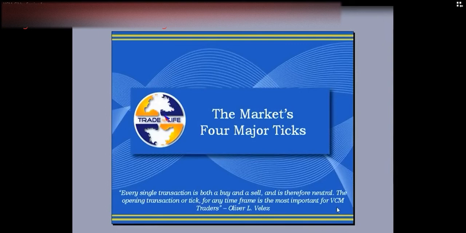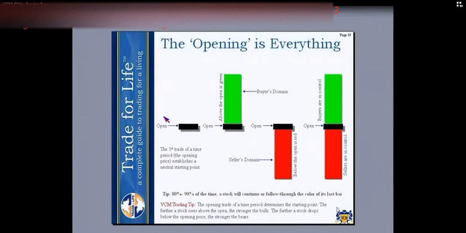We pick a time to study, and there are the 4 ticks within a time period that we pay attention to. When the first trade takes place, the first buy and sell, the opening tick marks the new period. This is a neutral starting point, as we just discussed.